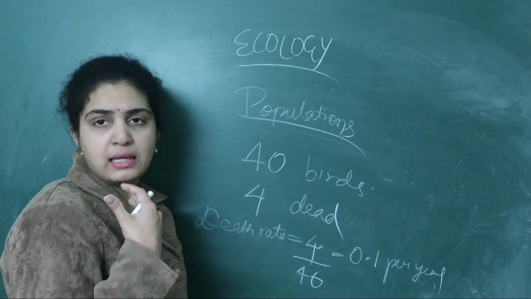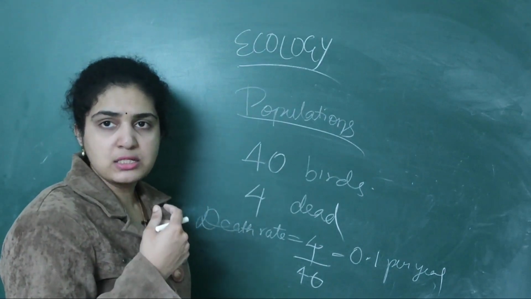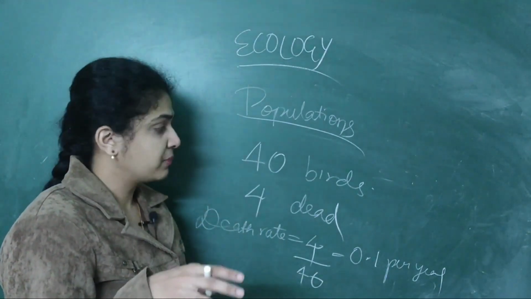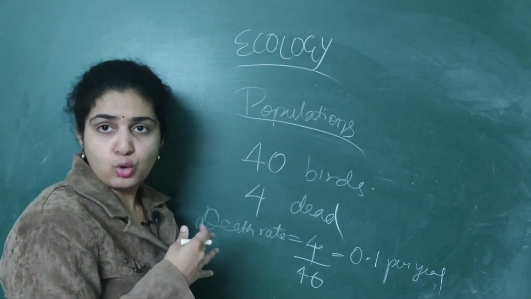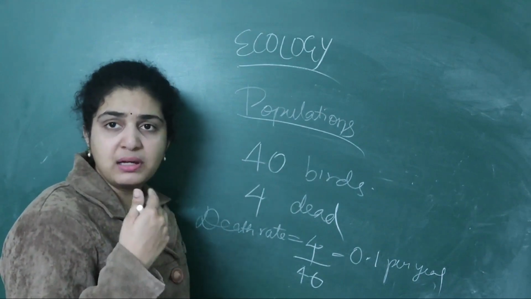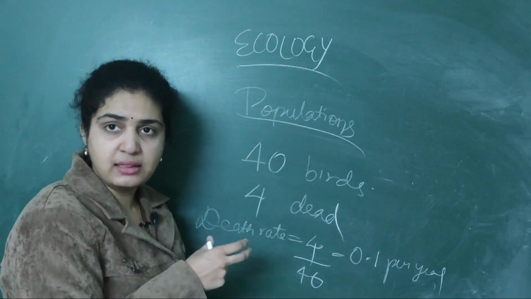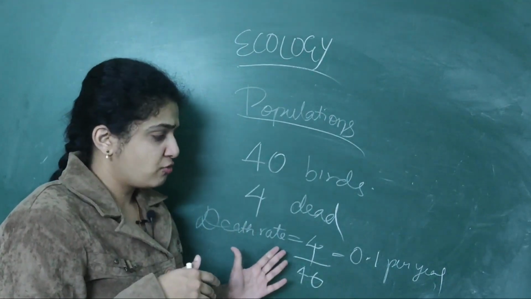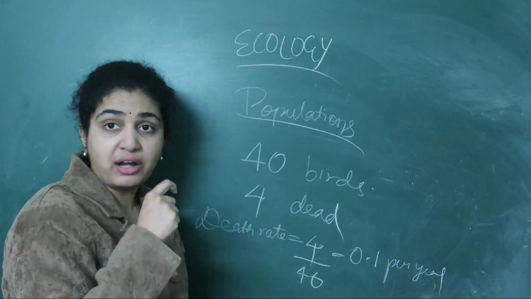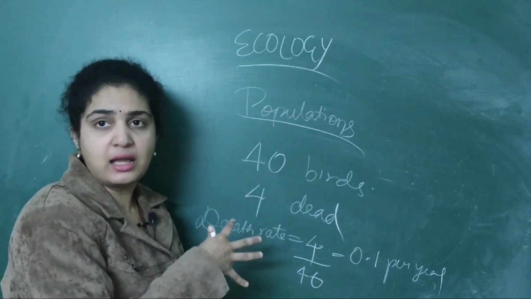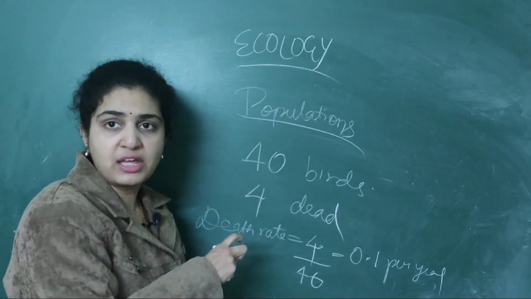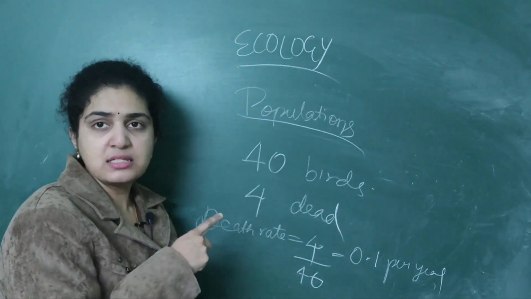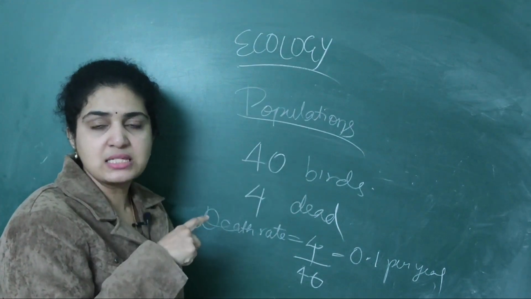Just like birth rate, your death rate is also calculated. 40 birds are present in an area, 4 were dead. So death rate is how many birds were dead in that area by the total number of birds present in the area. So 4 by 40. The average death rate in that area, in that specific population, is generally 0.1 per year. So like this you calculate the birth rate as well as death rate.